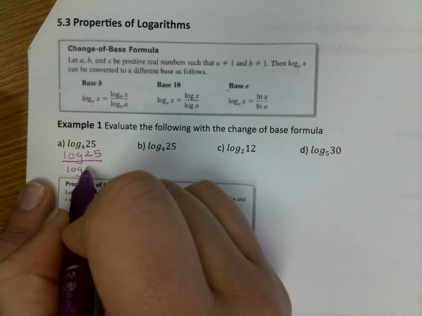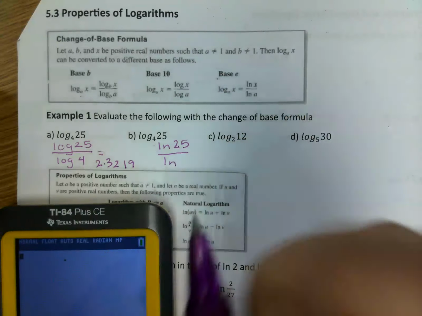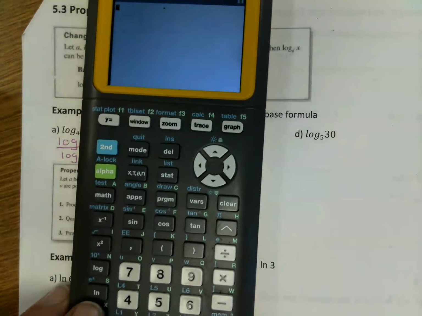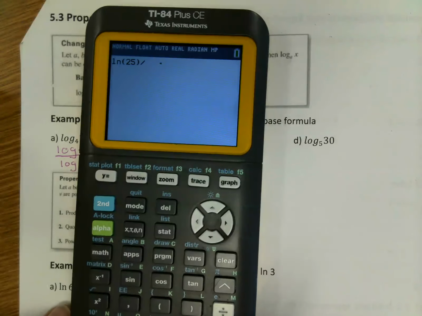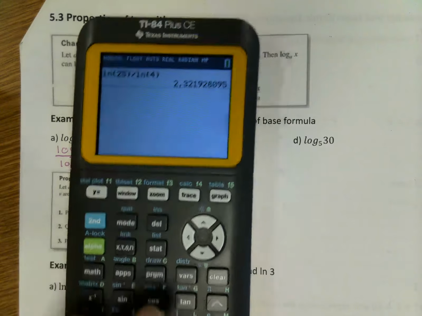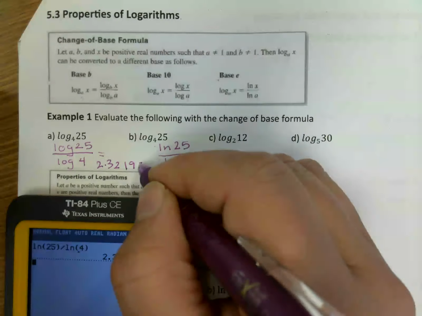Again, I could rewrite this because this could also be using the natural log. So the natural log of 25 over the natural log of 4. If I plug that into my calculator, my natural log button is right there, ln. So natural log, again, close that parenthesis. Make sure you're reading your equation correctly. So this is the same answer. So this is equal to both of those.